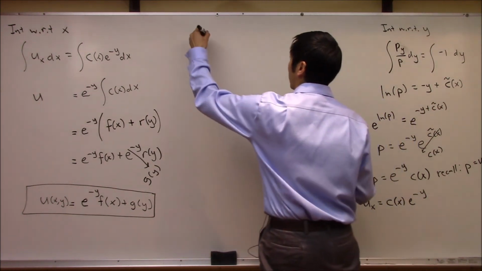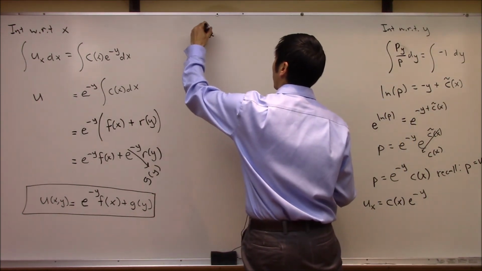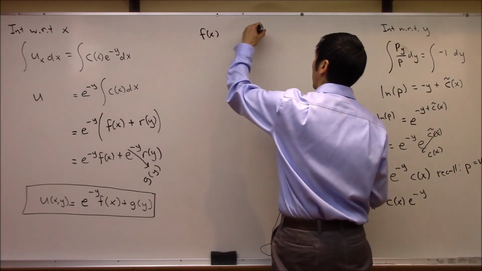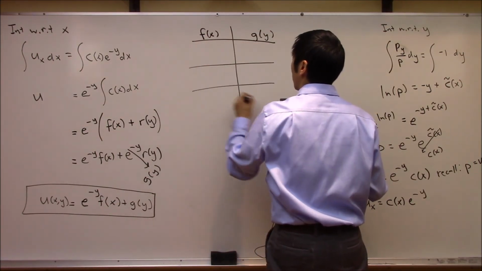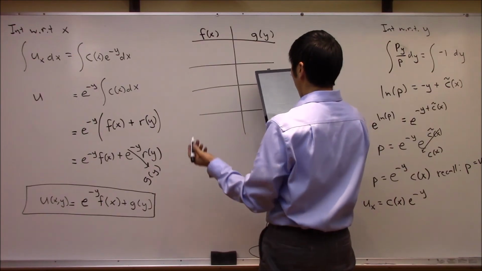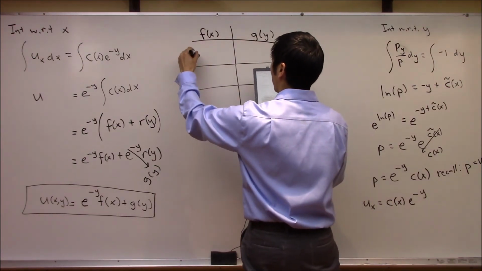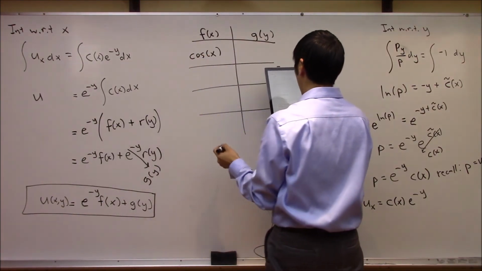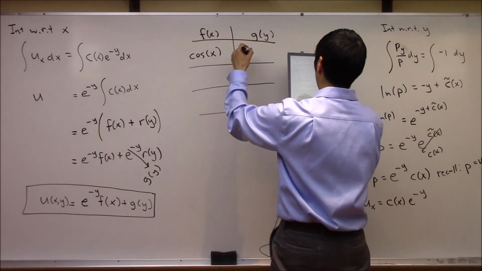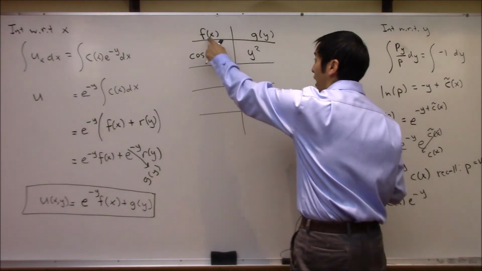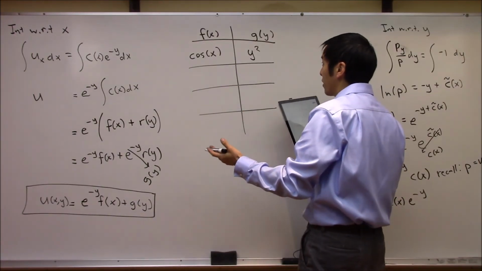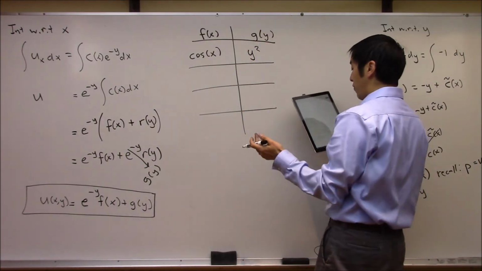So, let's pick some arbitrary functions. Let's make a table here: f of x and then g sub y. Let's do a couple of cases. How about f of x? What if you pick something like cosine of x here, and then g sub y could be something like y squared. Again, the concept here is that everything in this column, the f's, can only be a function of x. These things can only be a function of y, right?